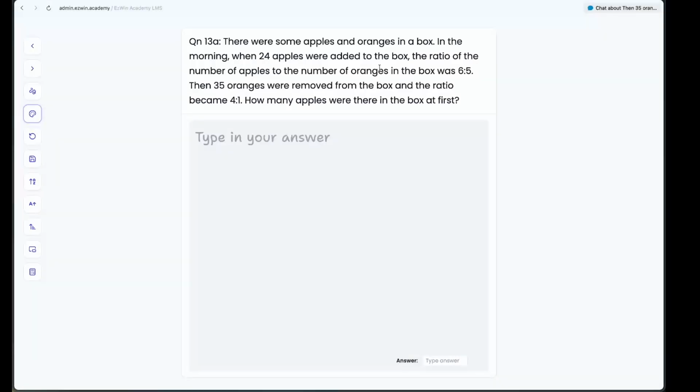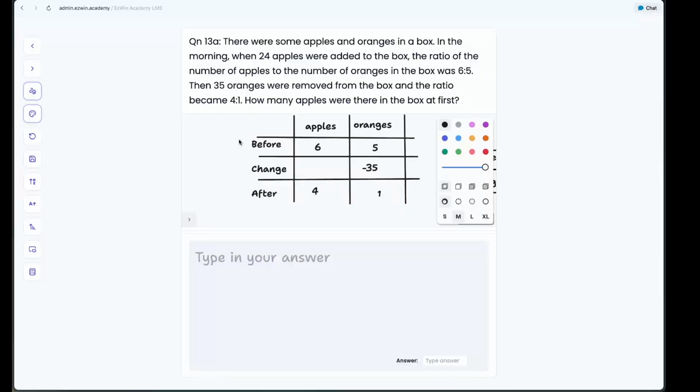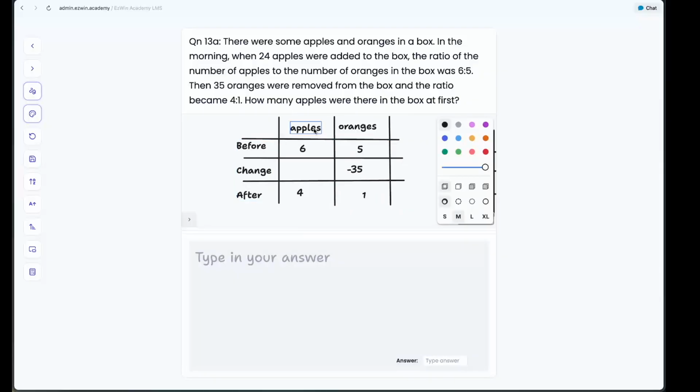So in this case, if you see a ratio before, okay, this one is a bit tricky, but you just need to know that if there is a ratio, something happened, and a ratio after, then we can make use of this thing called the before, change and after table. So you can write here apples and oranges. So at first it's 6:5, and then 35 oranges were removed, so minus 35. And then after, the ratio becomes 4:1.